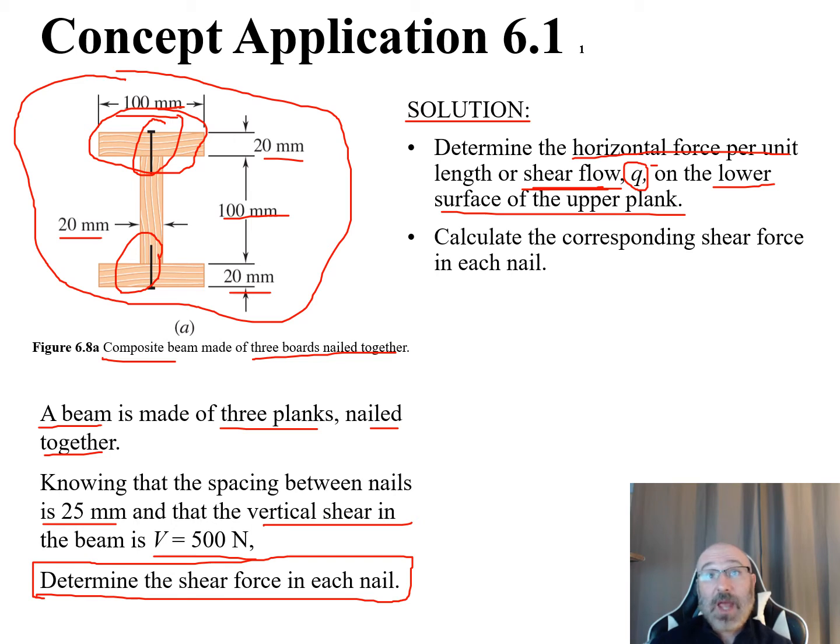Then from there, once we have determined the horizontal force per unit length with that shear flow, next we want to calculate the corresponding shear force in each nail, so we can relate that with another one of those equations we saw earlier. So now that we have this procedure for analysis, we can use it as we start going through and beginning our solution and choosing our governing equations.